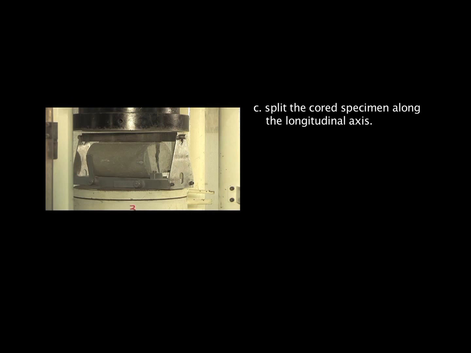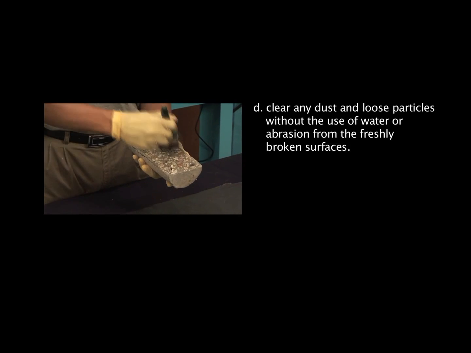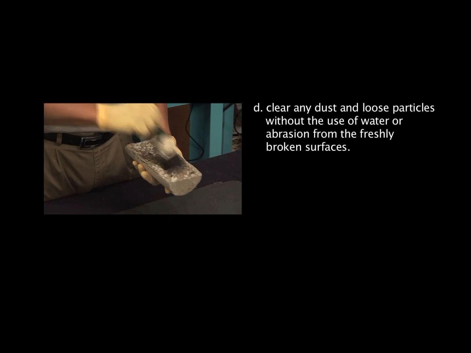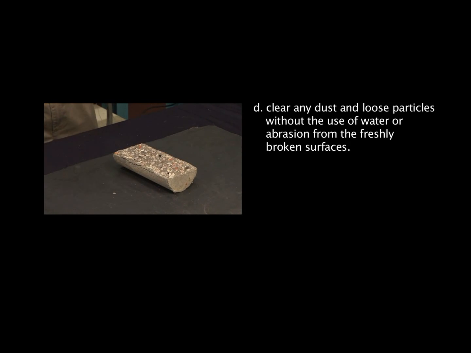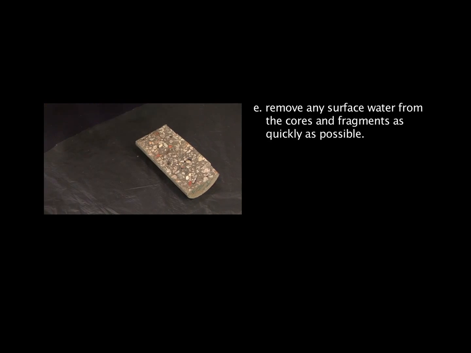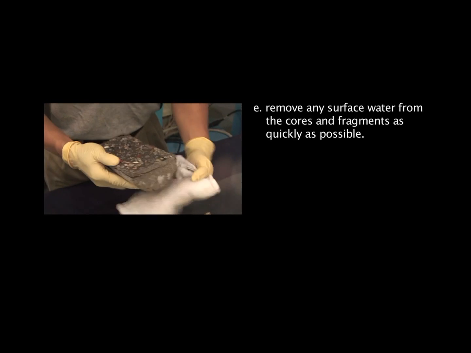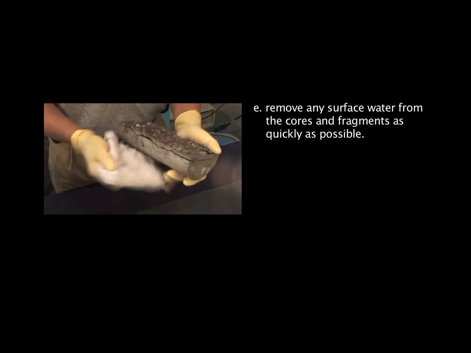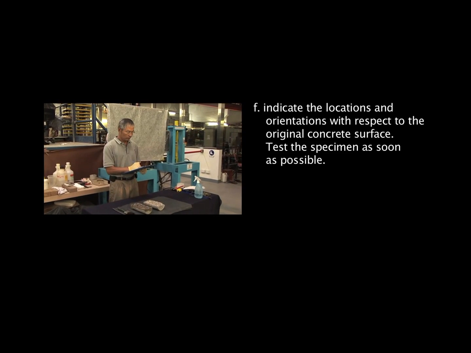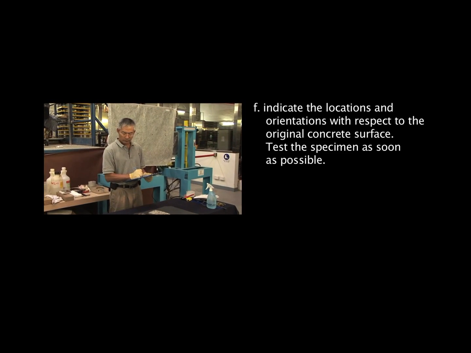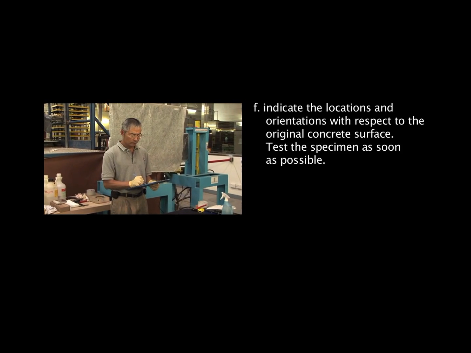C. Split the cored specimen along the longitudinal axis. D. Clear any dust and loose particles without the use of water or abrasion from the freshly broken surfaces. E. Remove any surface water from the cores and fragments as quickly as possible. F. Indicate the locations and orientations with respect to the original concrete surface. Test the specimen as soon as possible.